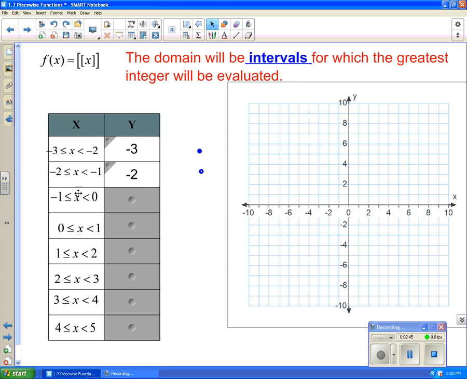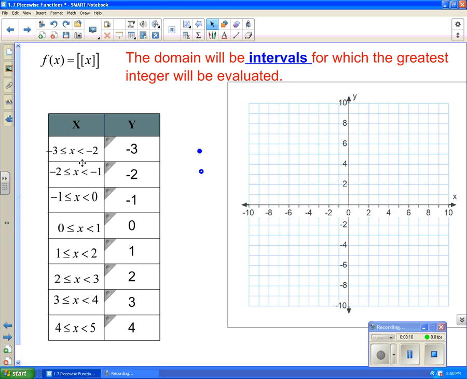So when I set my intervals up, all I have to do is look at the number on the left-hand side, and that'll tell me what's going to come out of this function. So here, x between negative 1 and 0, the greatest integer is going to be negative 1. Here it's going to be 0, 1, 2, 3, and 4. I'm just looking at the left-hand side, so the integers on the left-hand side will tell me the answers. When I get ready to graph, we're only going to graph a few of these, just so that you get an idea.